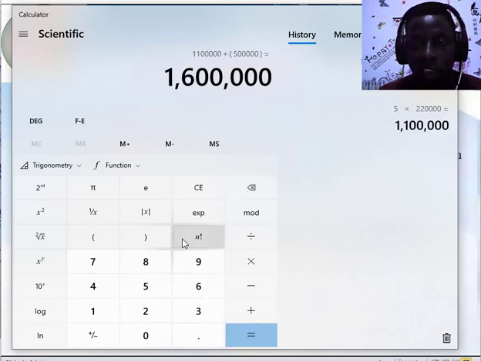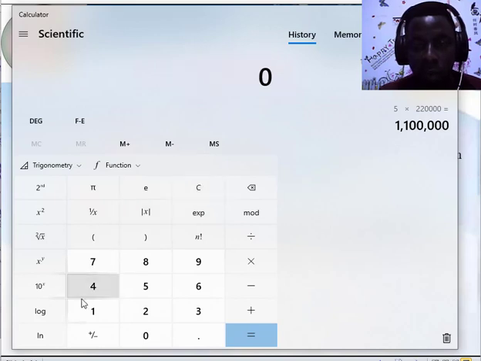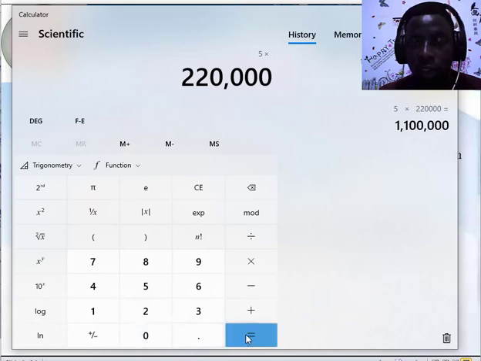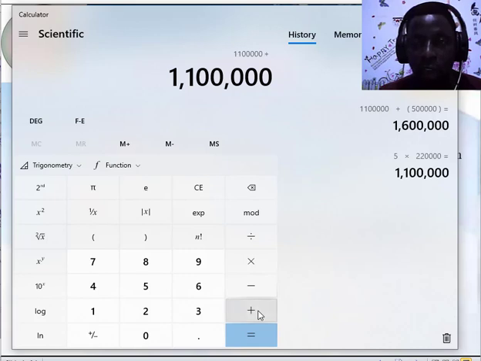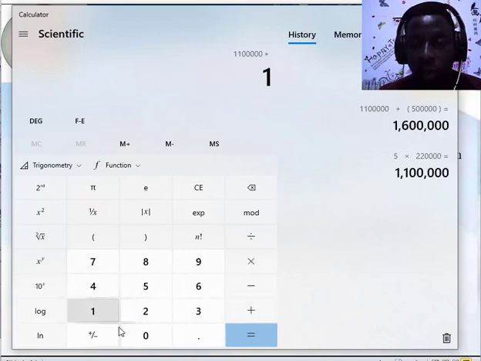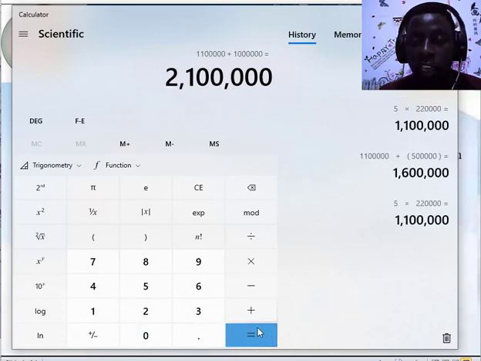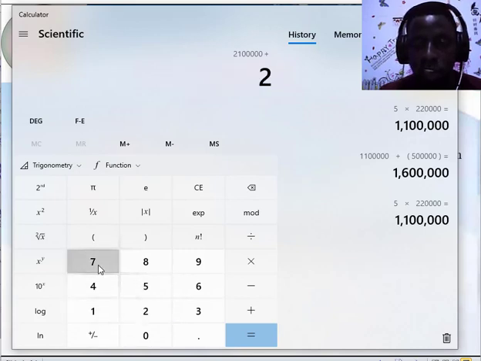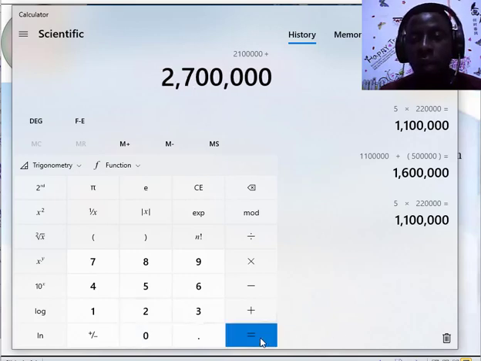Sorry, let me take this all over again. So we have 5 people are paid 220,000. That will give us 1,100,000 plus 2 people are paid 500,000 each. That will give us 1 million, plus the owner is paid 2,700,000. So the total amount will be that.